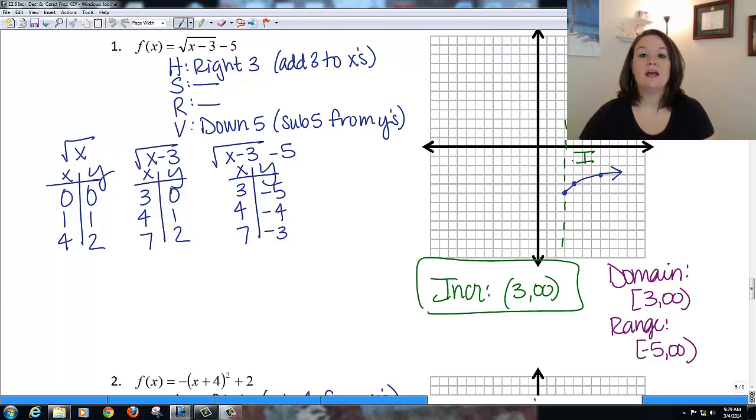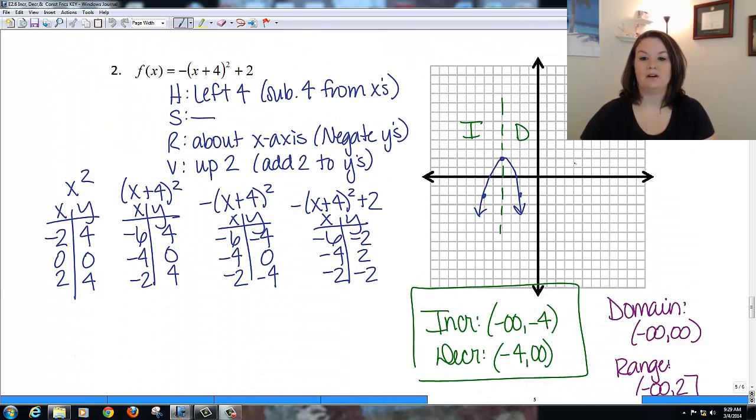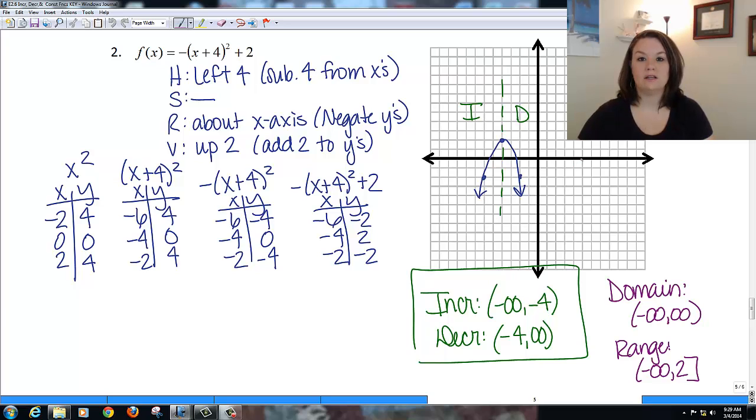Okay. When we look at number 2, our parent function is a parabola. It's an x squared. It's quadratic. Okay, and we have 3 transformations. We're going left 4, we're reflecting about the x-axis, and we're going up 2. So we should have 4 tables when it's all said and done, our original, and then a table for each transformation. Once we've graphed it, we get this parabola over here to the left of our y-axis.